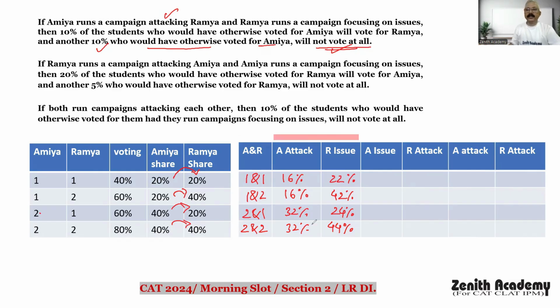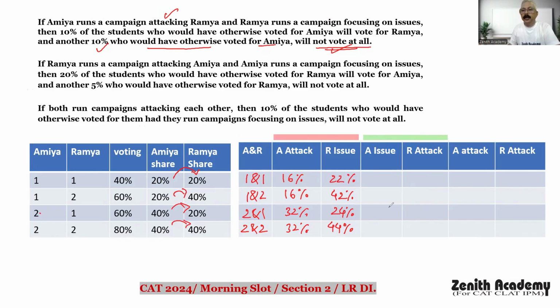Okay. So in this scenario, when the level is 1, 1 and Amya is attacking and Ramya is focusing on issues, then out of the total, 16% vote to Amya and 22% to Ramya. Here 16%, 42%, 32%, 24%, 32% and 44%. Okay. In this another case, Amya is focusing on issues and Ramya is attacking.